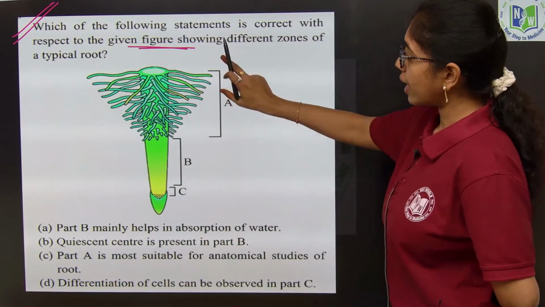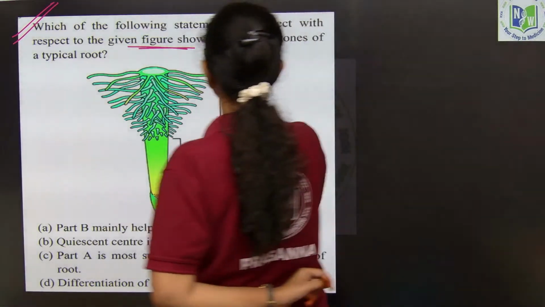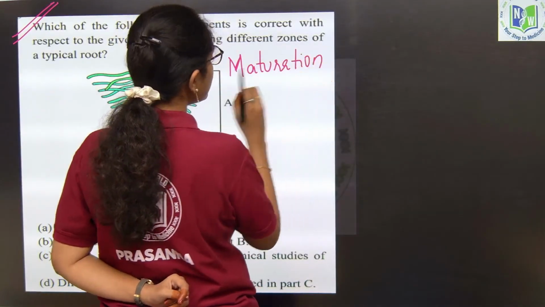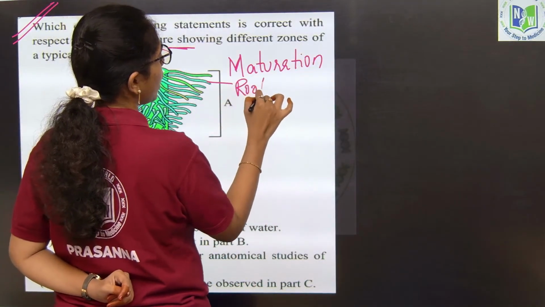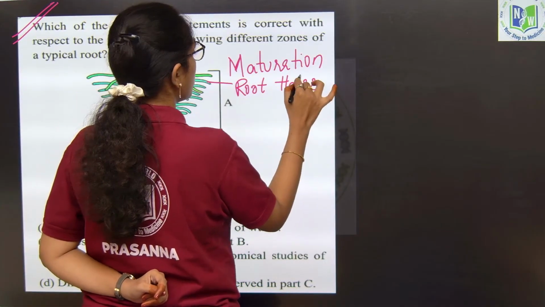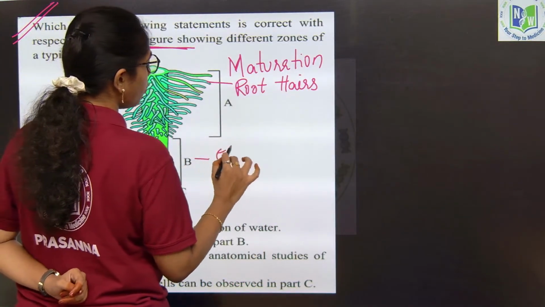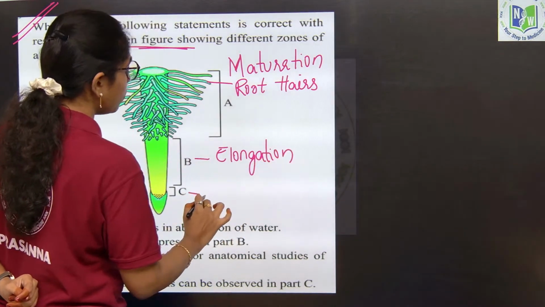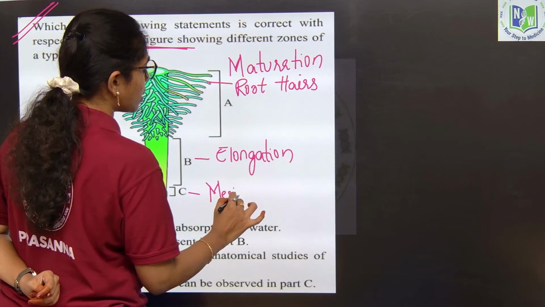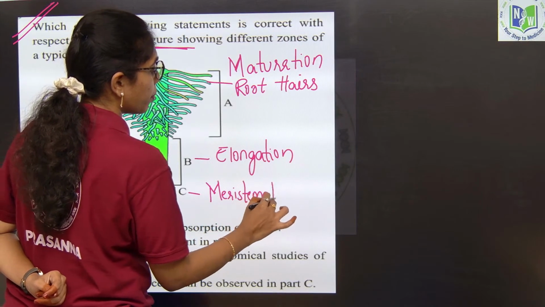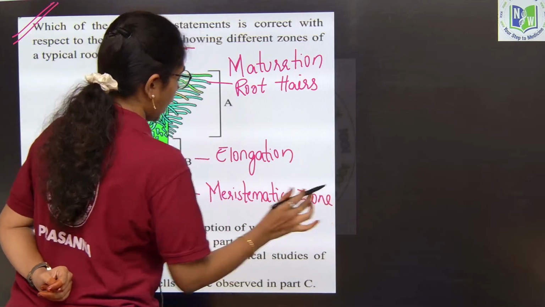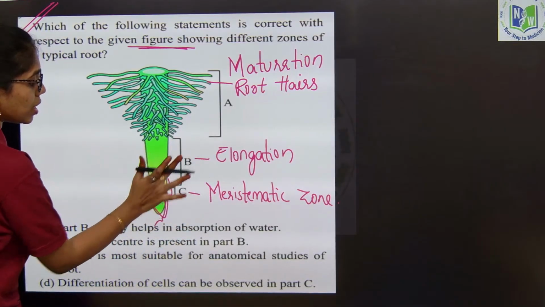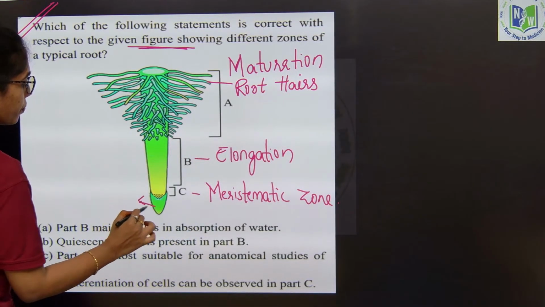Of course, region A is what? Region of maturation, because from this region only root hairs will arise. This is region of elongation, and C will be the region of meristematic zone, and last, this zone is the protective cap, that is root cap, which is a thimble-like structure, root cap.